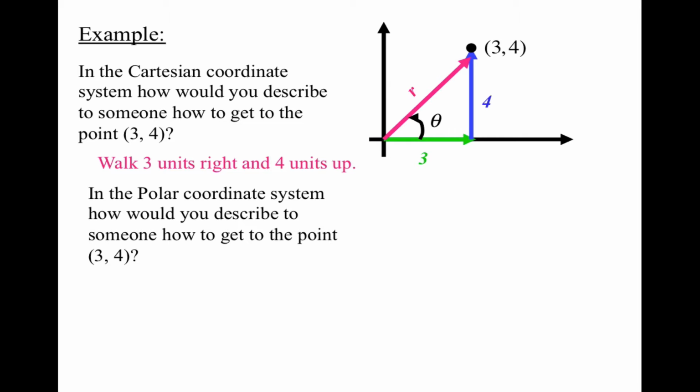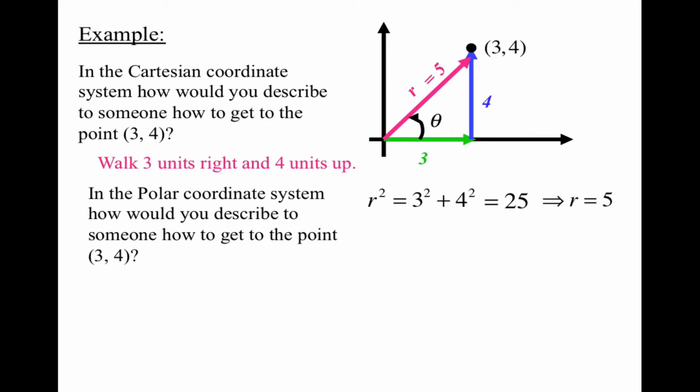If you notice, we have a right triangle. So can we find the value of r? You should be all saying, yes, Pythagorean theorem. So we have that r squared equals 3 squared plus 4 squared. When I solve for r, I get r equals 5. So I have a radius of 5.